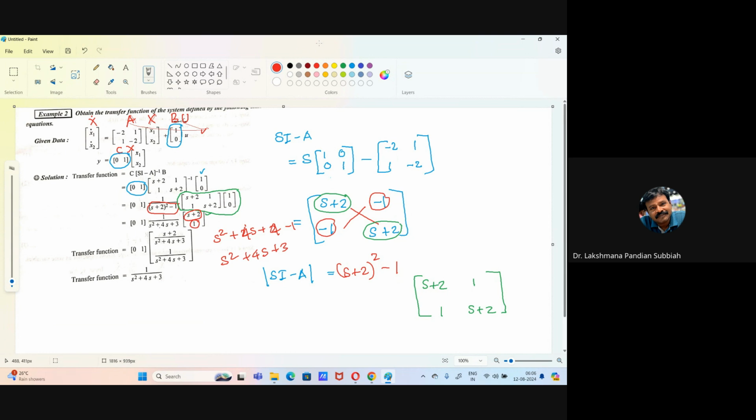So that one is here. Now we are multiplying this one. So s plus 2 divided by s square plus 4s plus 3, which is the determinant. Now here we get 1. Then that one is going to multiply this one. So the first one is 0 and this one, and then 1 into this one. So that one is going to give the transfer function.